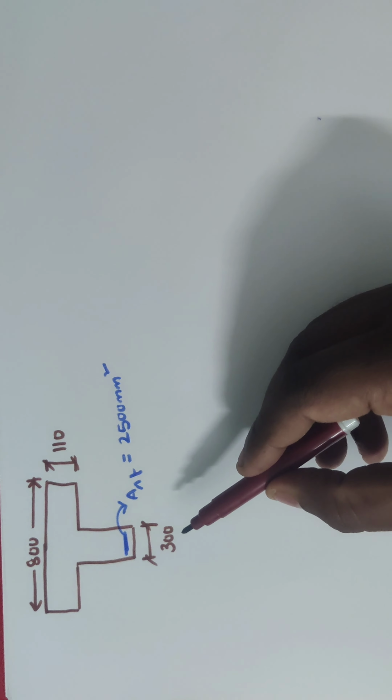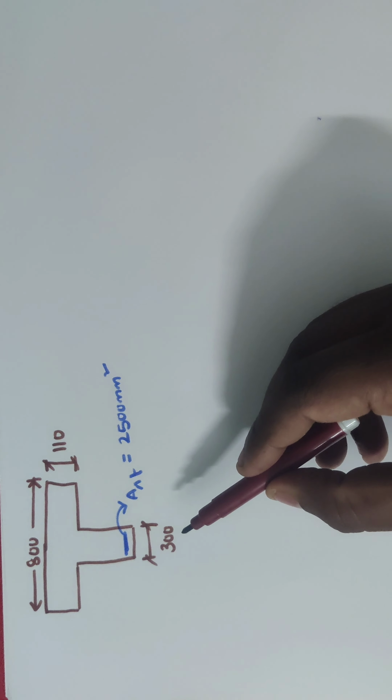This we need to do. If this value is less than 0.2, then we can use one set of formulas. If this value is greater than 0.2, we need to use another set of equations. Okay? Now we will see what is the depth of neutral axis.